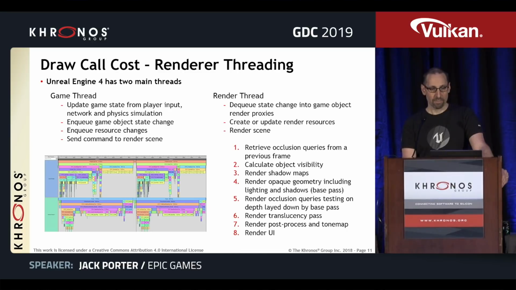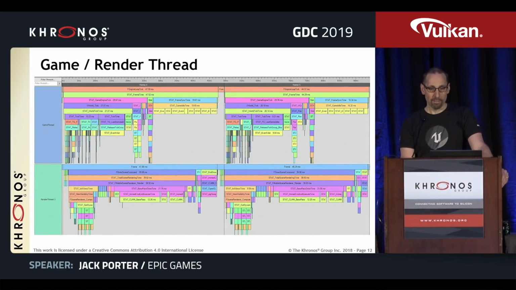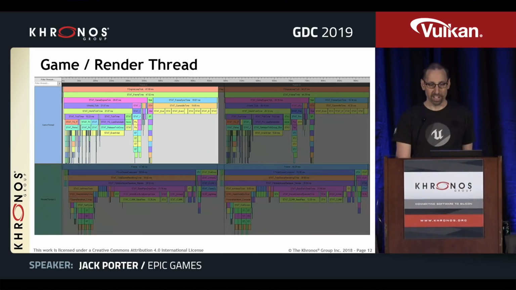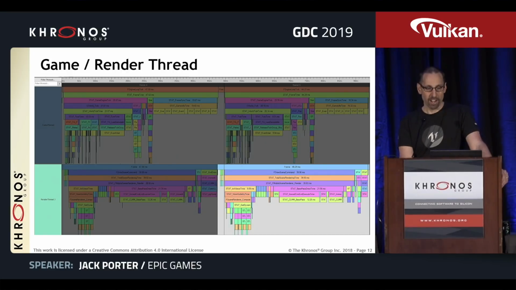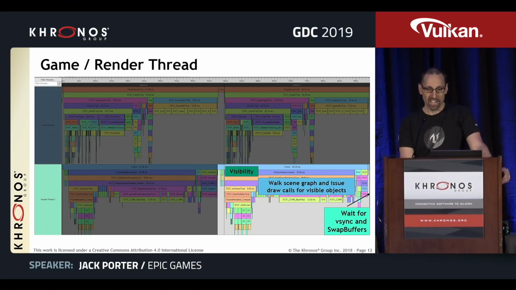using the steps there. So in that really simple setup, top half here is the game thread, the bottom half is the render thread. So here's the game thread. Halfway along, we're kicking the rendering off, and the rest of the time we're sitting there waiting for the rendering to finish. And the render thread calculates visibility, it walks the scene graph, and it issues a lot of API calls for those visible objects, and then it waits for vsync and swaps the buffers.